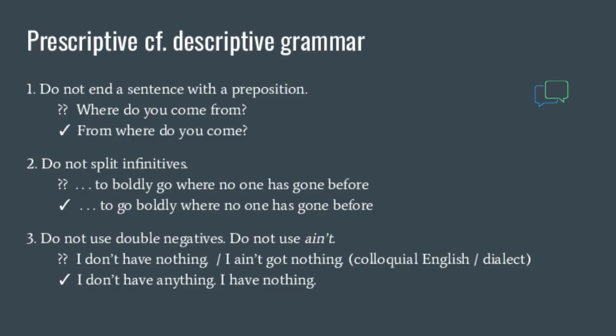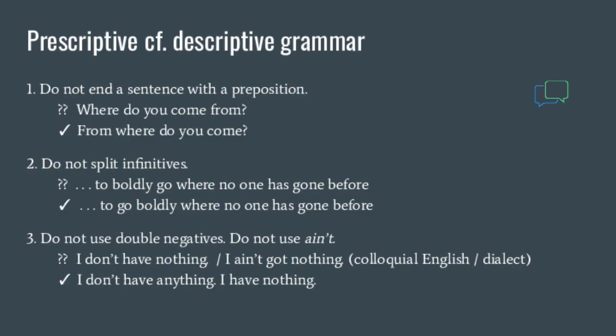Another rule is don't use double negatives, like don't say "I don't have nothing." The thing is, it's perfectly understandable and clear to any English speaker. It is common in most any colloquial variety of English and in most any dialect of English. Another rule, don't use "ain't." "Ain't," in case you don't know, is a negative form of "be," not be. I ain't, you ain't, she ain't, we ain't, they ain't.